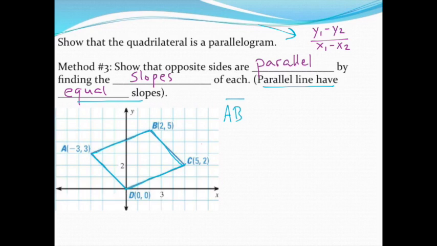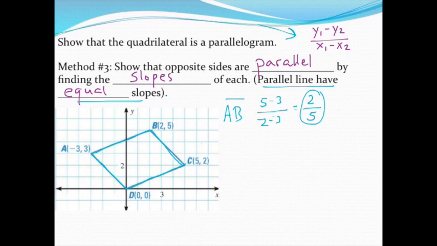So let's start with AB. If I'm using my formula, I'm going to subtract my y values, so 5 minus 3, and divide that by my x values, which is 2 minus negative 3. Once I simplify that, I end up with a 2 on top, and then 2 minus negative 3 is a 5 on the bottom. So that first segment, segment AB, has a slope of 2/5.